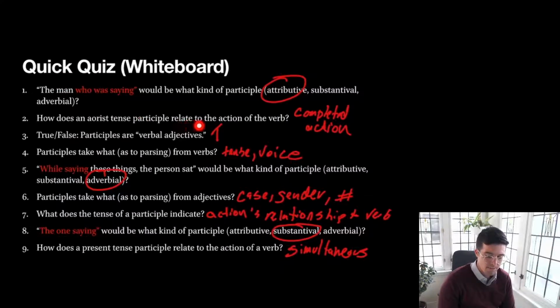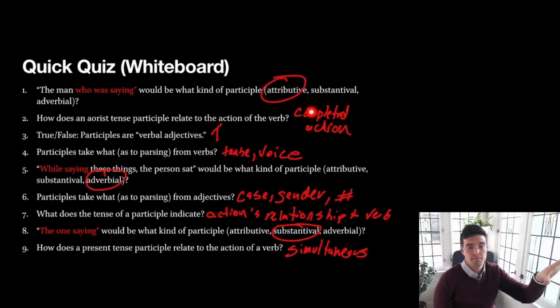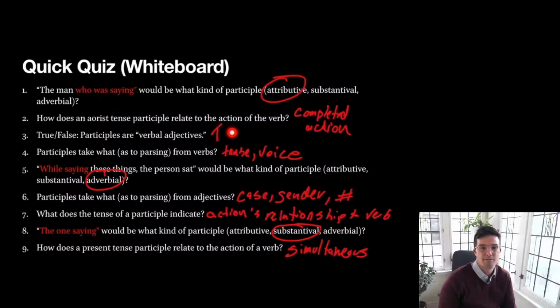An aorist tense participle relates to the action of the verb as completed action: the action of the participle is completed, and then the action of the verb takes place. It is true that participles are verbal adjectives, taking parts both from verbs and adjectives. From verbs, they take tense and voice. While saying these things would be an adverbial participle. It's telling us information about the circumstances of the verb.